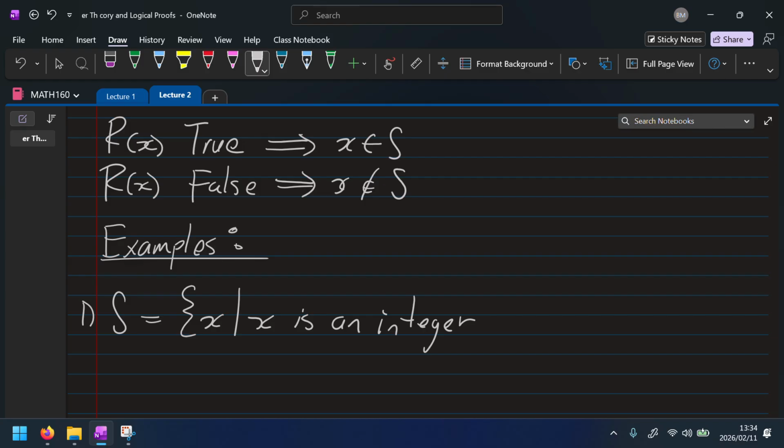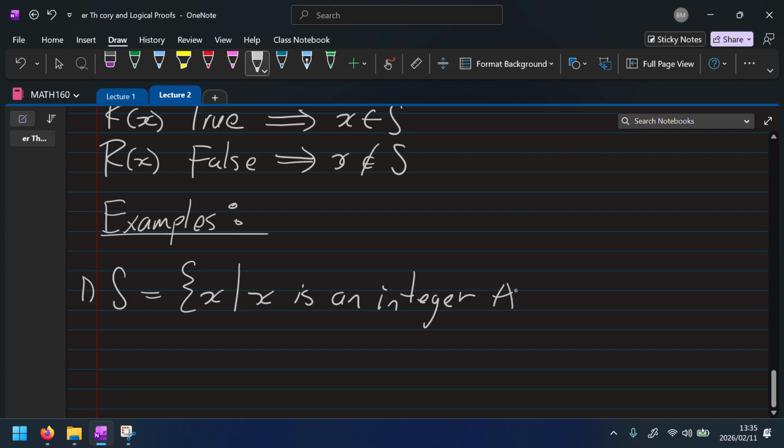Yeah, so it's a rule. So I give you an X, let's say car. Is a car an integer? No. What happens if X is 2? Is 2 an integer? Yes. So in the first case, you answered no, not in the set. Second case, you answered yes, it is in the set. That's all you're doing.